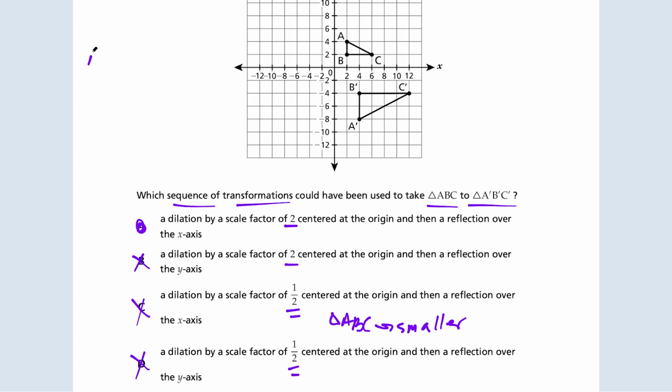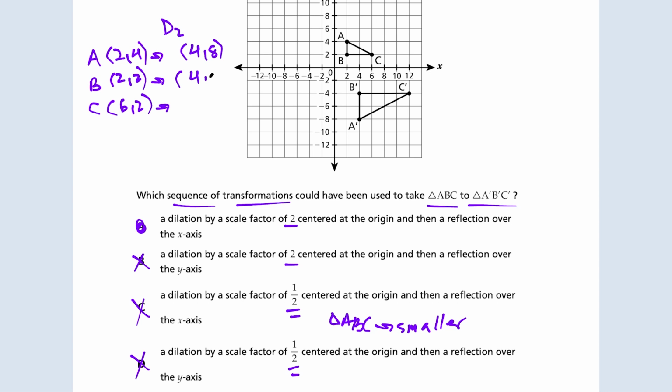But if we want to be really precise here, we could take ABC. Point A is at 2, 4, and point B is at 2, 2. We could take all of these points for A, B, and C and run them through the dilation. The dilation here is a scale factor of 2, and that would send us to these points. If we double this, it would send this to 4, 8, then this to 4, 4, and C to 12, 4. And if I plot these points, you can see 4, 8 sends us up here.